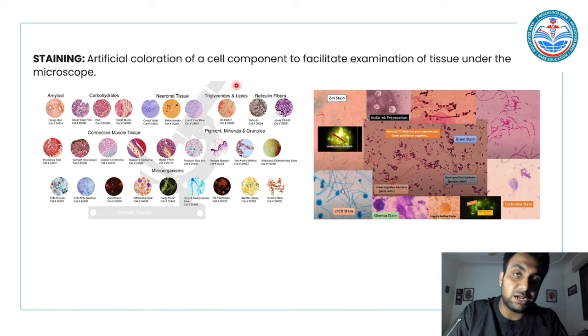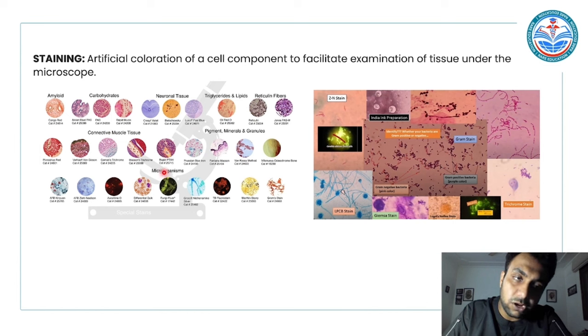For triglycerides and lipids, very easy to remember, Oil Red O or the Sudan stain. Then for reticulin fibers, we use reticulin stain itself. Then for connective tissue, there are different stains. The most important among them is Masson's trichrome. Then for pigments, there are different stains like Von Kossa stain, then Prussian blue for iron. Von Kossa is already mentioned.